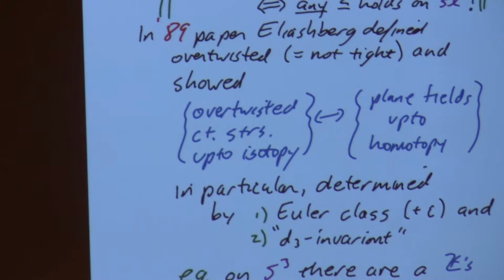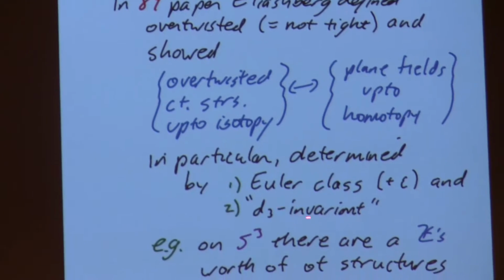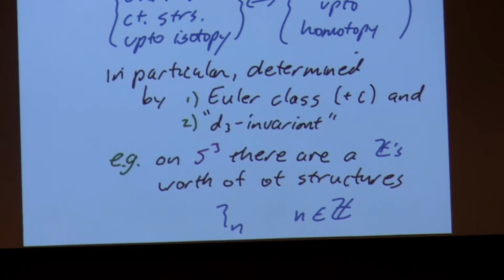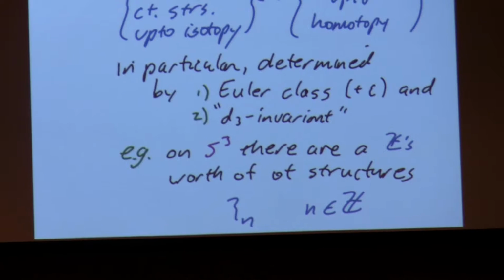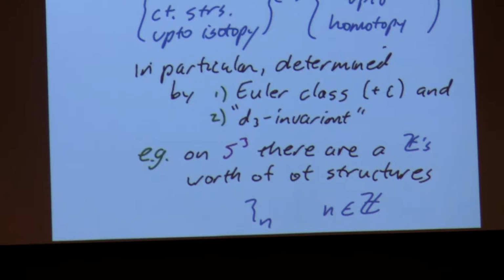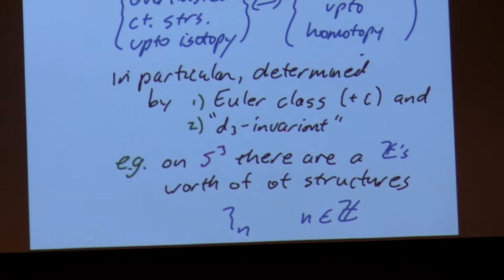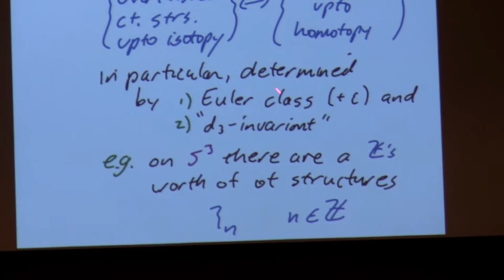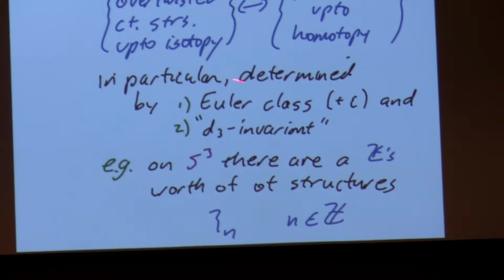But let me just say, I'm not going to go into details about the homotopy class of the plane field, but let me just mention they're determined essentially by the Euler class of the plane field. So what's the Euler class? Say, for instance, take a generic vector field in the hyperplanes and look at its zeros. That gives you a homology class. Its Poincaré dual is the Euler class. And that, more or less, together with something called the D invariant, determines the homotopy class of the plane field. And again, I don't want to go into too much detail on these.